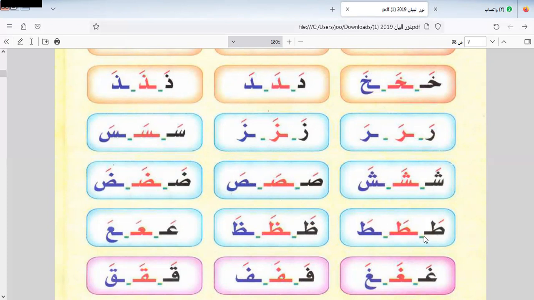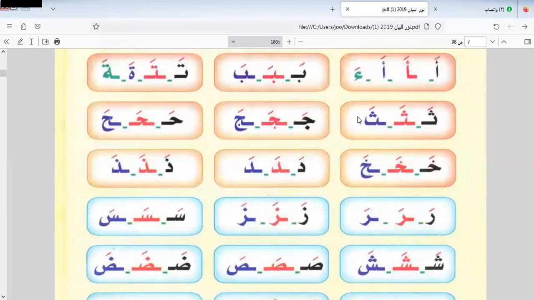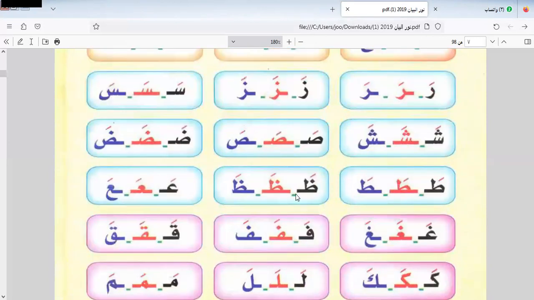Ta, the same. I have to be careful and I have to make it heavy, because if I didn't make it heavy, it's going to be ta instead of ta. So I'm gonna change the letter. Za also, if I made it light, it's gonna be that. So I have to be careful that I make it heavy letter.